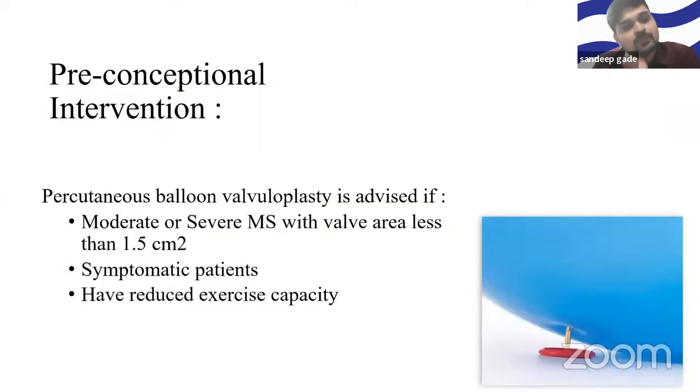Based on the clinical and imaging modalities, if the woman is found to have moderate or severe mitral stenosis with valve area of less than 1.5 cm square, or in severe symptomatic patients and patients with reduced exercise capacity, interventional procedures like percutaneous balloon valvuloplasty may also be advised. These patients, either after medical management or interventional procedures, are assessed at a later date, and based on the clinical status and the functional status at that time, the pregnancies can be planned accordingly.